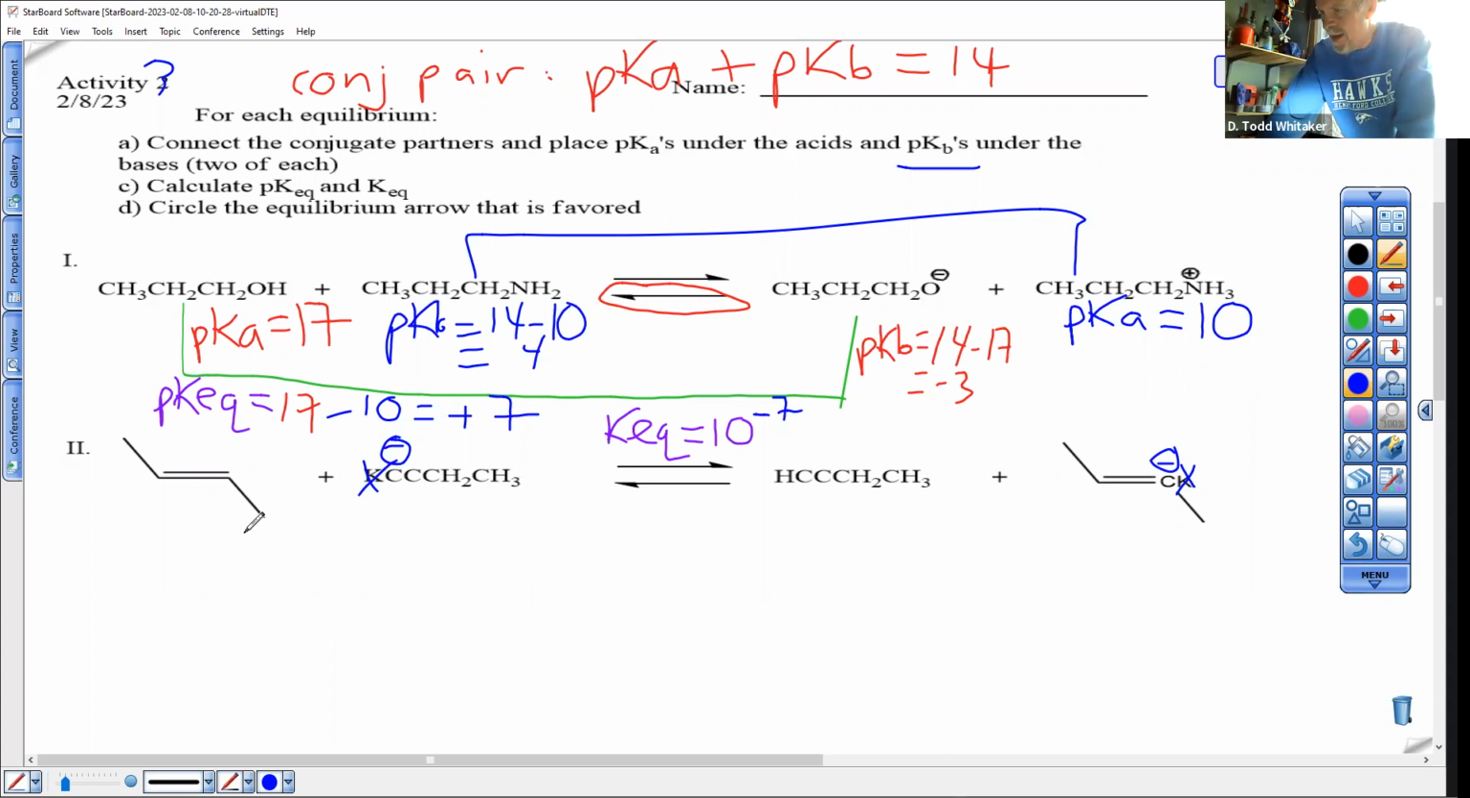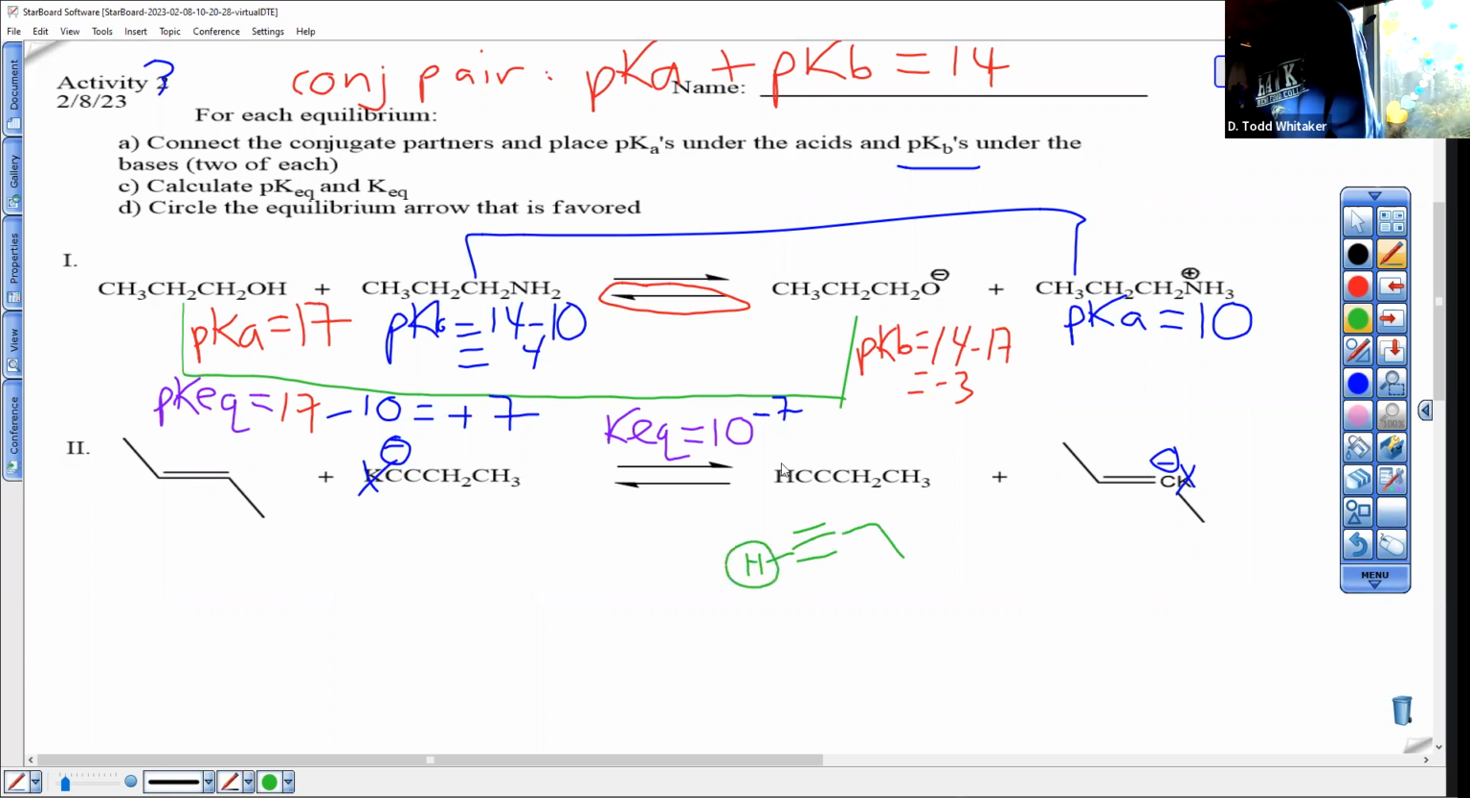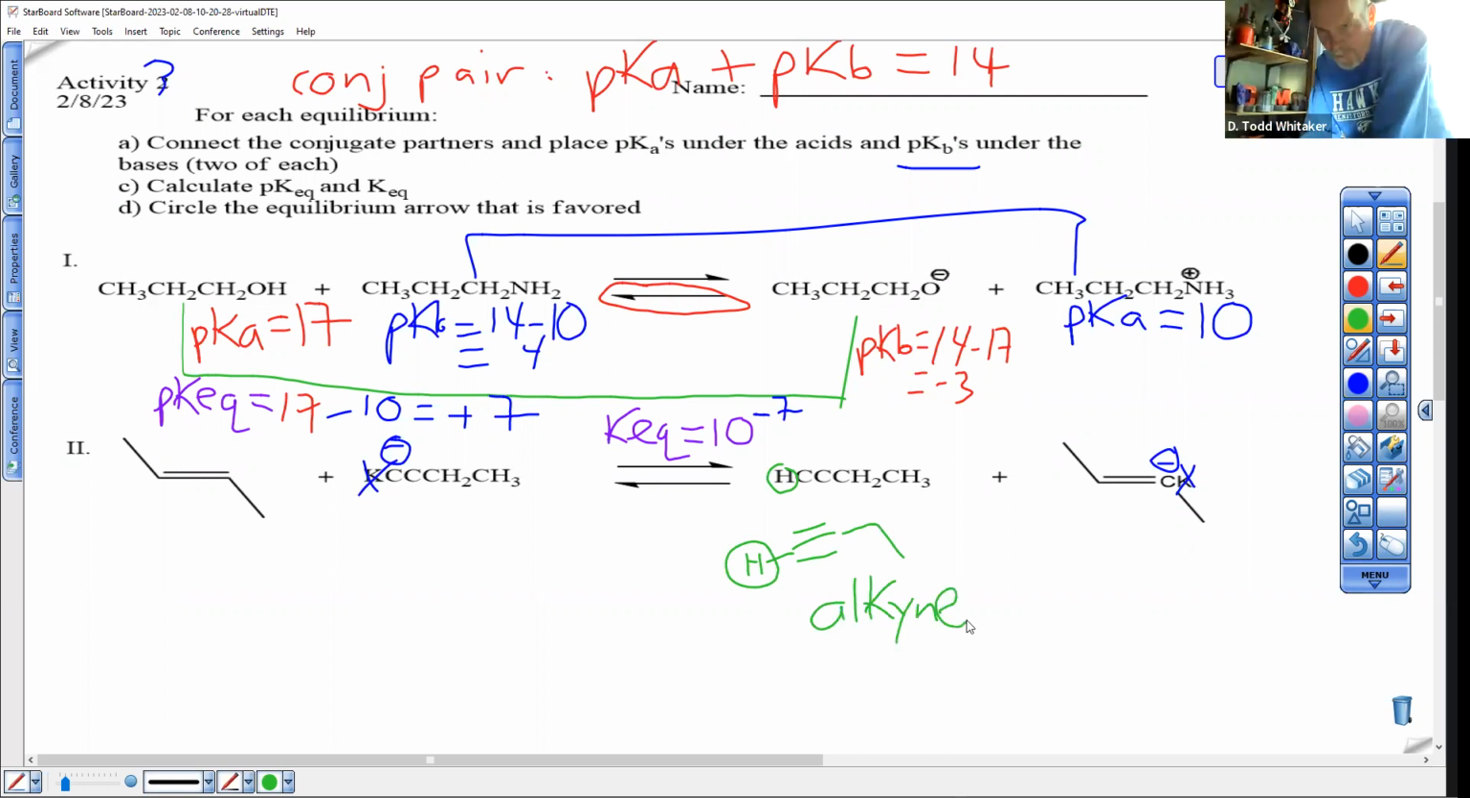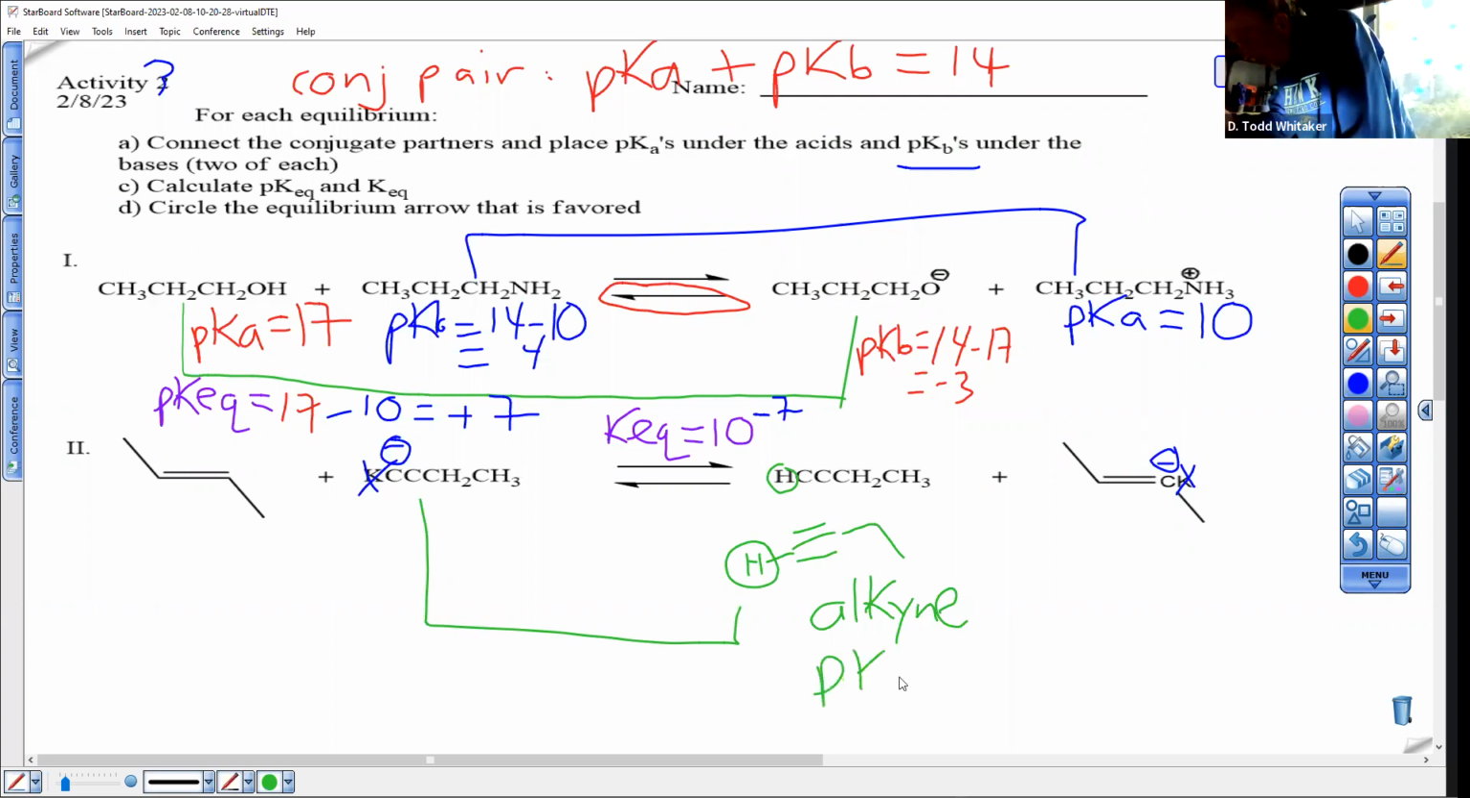So here's the story down here. Connect the pairs. And if we don't do this, then we won't realize that that is an alkyne. Alkynes are anything with C triple bonded to C. They are a pair, aren't they? Which one has the extra H? Well, it's the H I circled, everybody. You have to learn that an alkyne at the end of a chain like that has a pKa of 25.